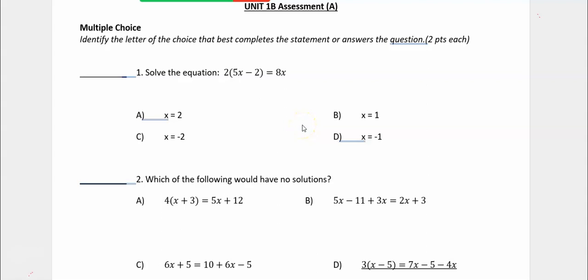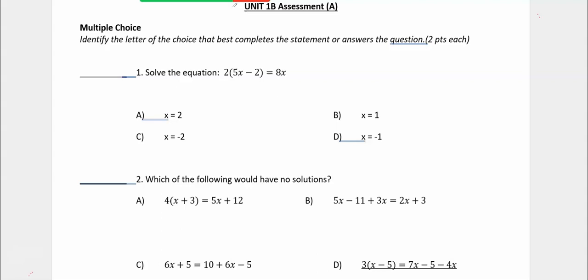Hey everybody, I am going to show you how to work out all of the test questions from our Unit 1B Assessment A. So follow along with me. If you need to fast forward to look at certain problems, go right ahead. Number one, and you got the multiple choice on the front page.